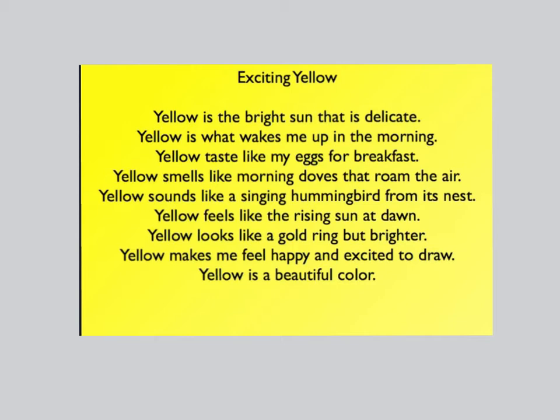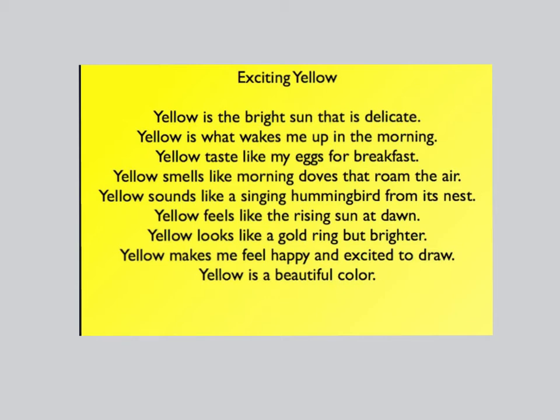The next color poem is about yellow. It's called Exciting Yellow. Again, I want you to listen for the figurative language that is used in this poem. Yellow is the bright sun that is delicate. Yellow is what wakes me up in the morning. Yellow tastes like my eggs for breakfast. Yellow smells like morning doves that roam the air. Yellow sounds like a singing hummingbird from its nest. Yellow feels like the rising sun at dawn. Yellow looks like a gold ring, but brighter. Yellow makes me feel happy and excited to draw. Yellow is a beautiful color.